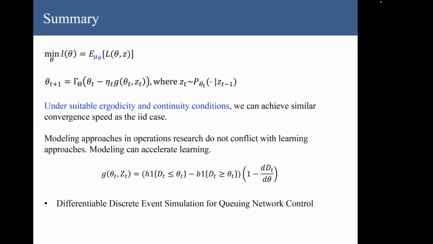We are exploring this idea further. In particular, my student Ethan's job market paper is on differentiable discrete event simulation for queuing network control, where he essentially utilizes this sample path gradient idea, which can be used to optimize a large class of queuing network control problems. So hopefully you will have the opportunity to hear him talk about this when he's on the market next year.